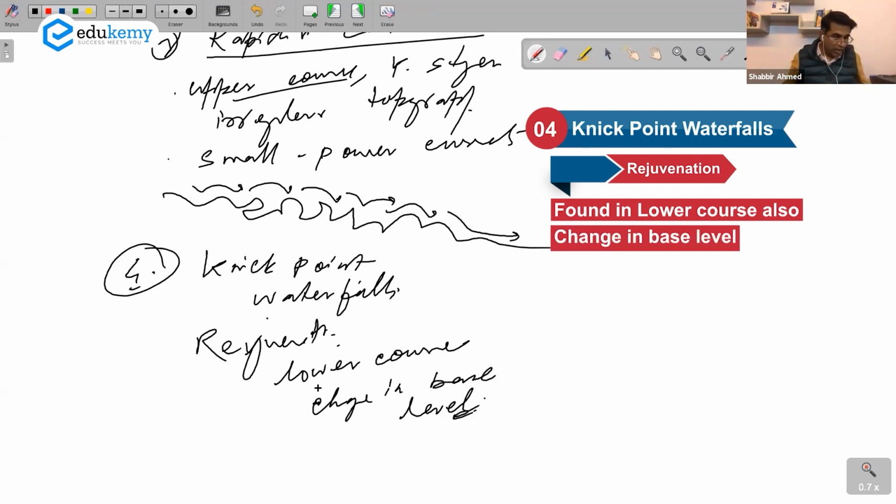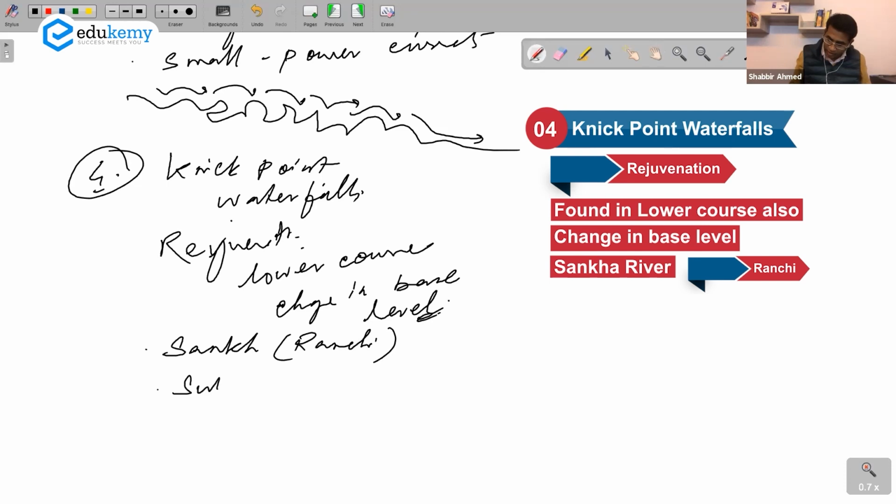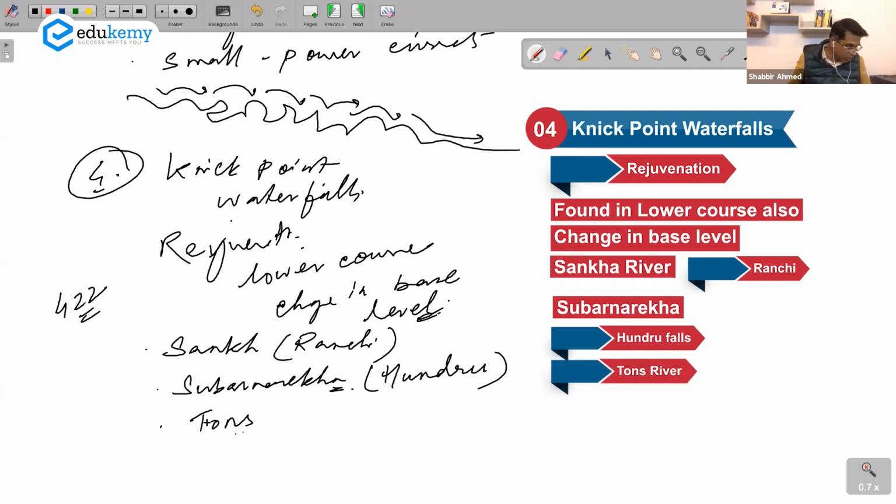So we have these types of nick point waterfalls in parts of the peninsula. Examples are waterfalls on the Sunk river in Ranchi. We also have this along Suvarna Rekha, so rejuvenation, lower course. See page number 422 of your textbook, Savindra Singh. Nick point waterfalls have four or five examples. On the Suvarna Rekha river is Hundru Falls. Then you have also the Tons River.